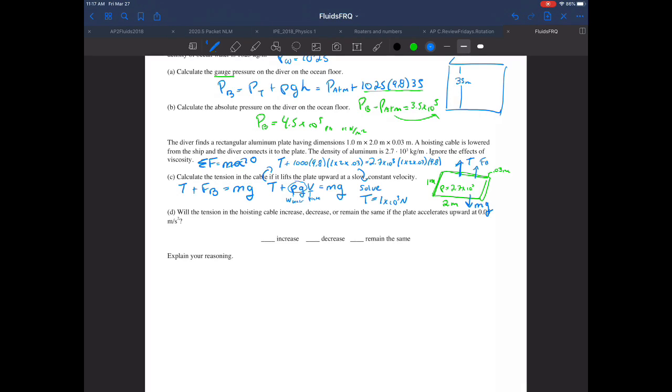Okay, so the sneaky part really on that is just knowing what to write as your buoyant force, right? The weight of water displaced, because it's not going to be equal to the mg of the plate, right?